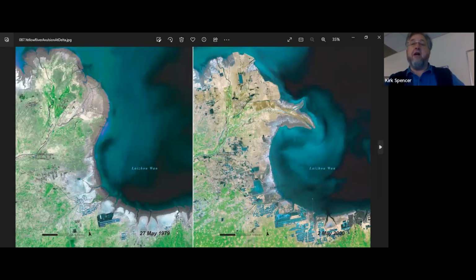Rivers are constantly changing their channel. It's not just that the channel is moving, but sometimes it will switch back into an old channel. They call that an avulsion.